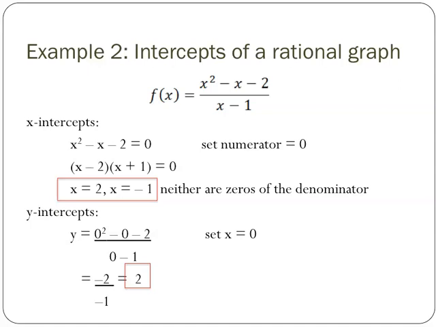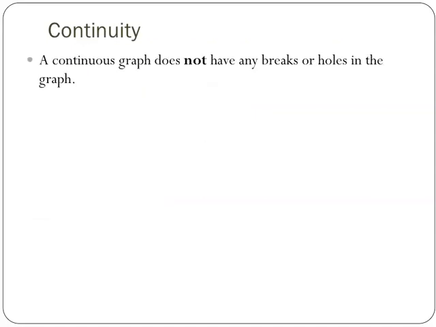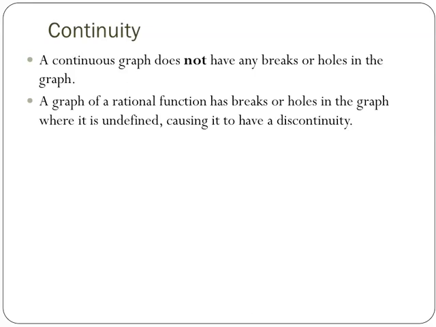Alright, the next concept we're going to talk about is continuity. So a continuous graph does not have any breaks or holes in the graph. A graph of a rational function has breaks or holes in the graph where it is undefined, causing it to have a discontinuity. Now, it is undefined, for example, when the denominator is equal to 0, right? Those places that are not in the domain, the function is undefined, and so there would be some sort of a break or a hole in the graph.